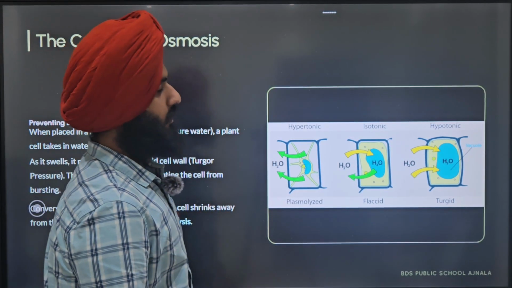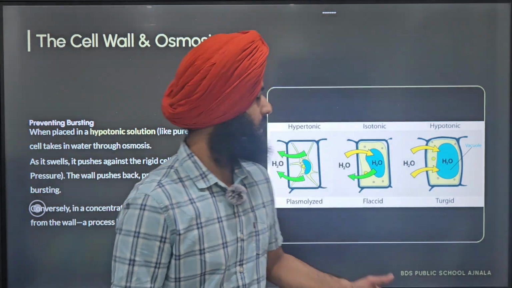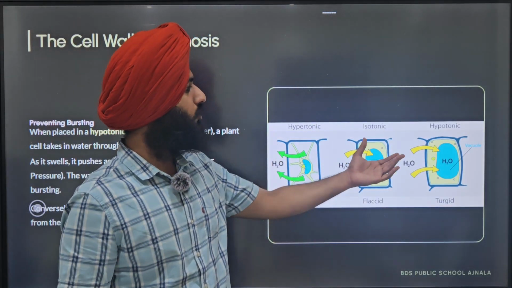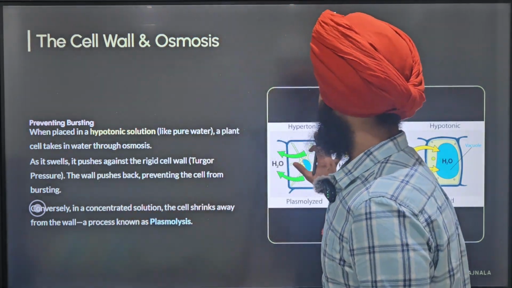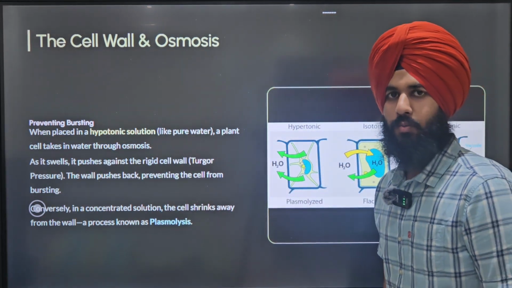Since we have already discussed osmosis and the various environments, which are hypertonic, isotonic, and hypotonic, let's see how the cell wall interacts with those.